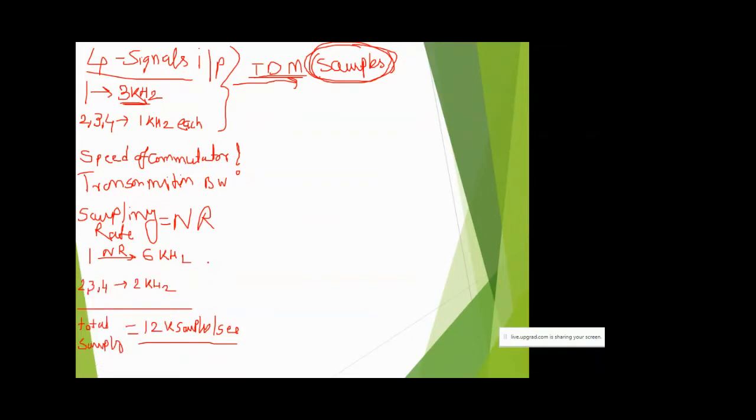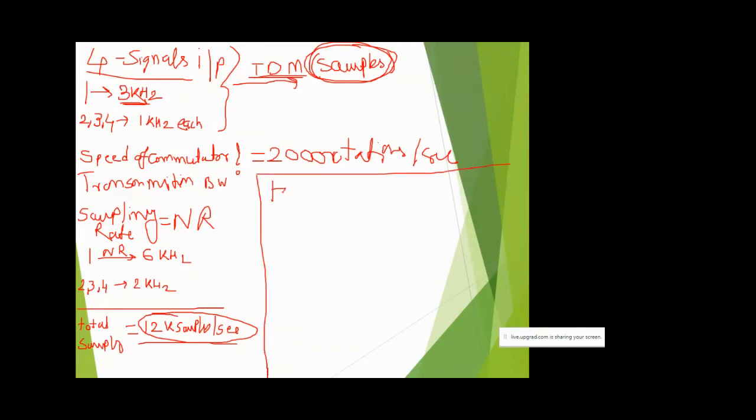So that is the minimum sampling speed. The speed of the commutator here is equal to 2000 rotations per second. That is the minimum sampling frequency. Here the total samples generated are 12,000. Now one more parameter we have to calculate, that is the total number of frames. Note down at your end the total number of frames per second. How many frames are generated in 1 second?